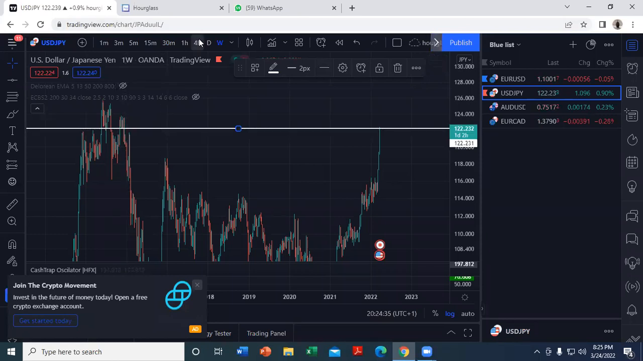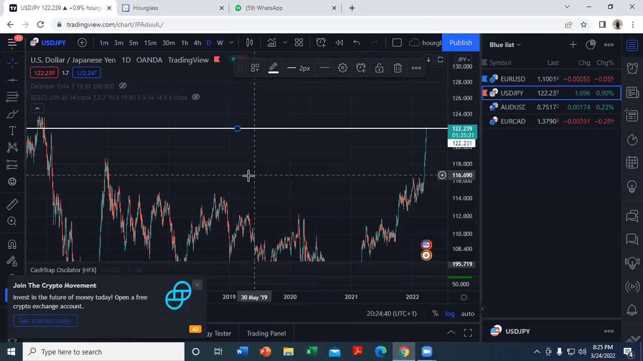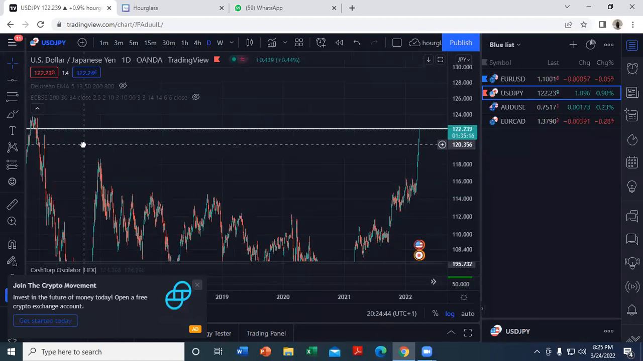Right? If you go to the daily, you see it too. I just came to the weekly so that we can see it clearly. If you go to the daily, you can see it at the weekly support right here. Right? What I do personally is that I come to my daily chart and I mark up where I feel the market might probably retract.